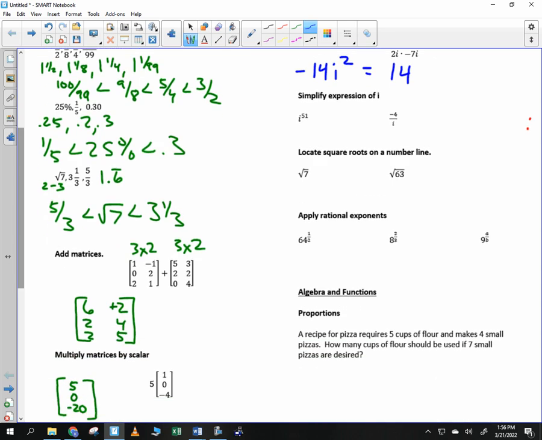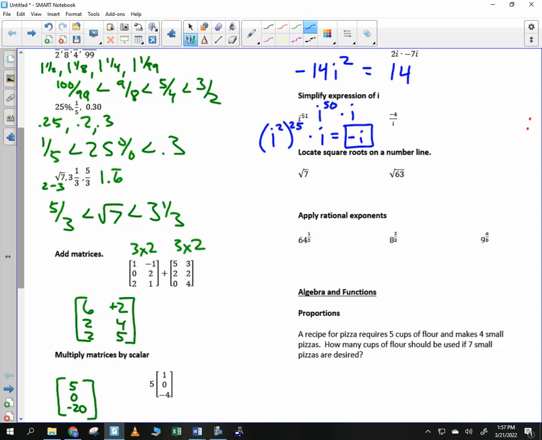I to the 51st power. Wouldn't you agree it's I to the 50th times I? The goal is to write it as I squared. So I to the 50th is the same as I squared to the 25th. So notice if I write it as I squared raised to the 25th, and then we're going to multiply that by I. Now I can figure out what it is, because you know that I squared is what? So I have negative 1 to the 25th, which is negative 1, and negative 1 times I is negative I. So negative I is the correct answer.